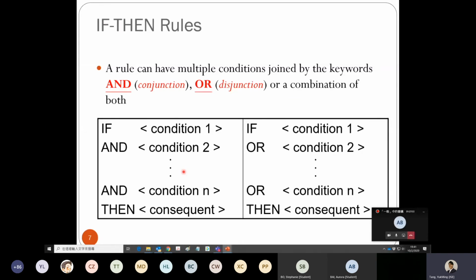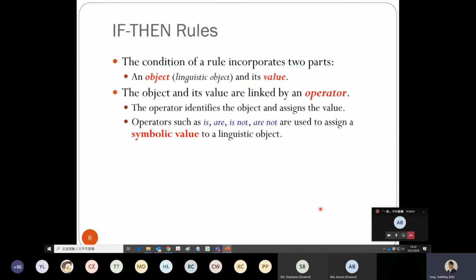Actually, we can also add multiple conditions in the if-then structure. For example, if it satisfies condition 1 and condition 2 and condition 3 and so on, then the consequence is something. Or you can use the or disjunction to add into the if-then structure. If condition 1 or condition 2 or condition 3 and so on, then something will happen. So this is what we can add in the if-then rules. We can add the and conjunction or the disjunction in the structure.